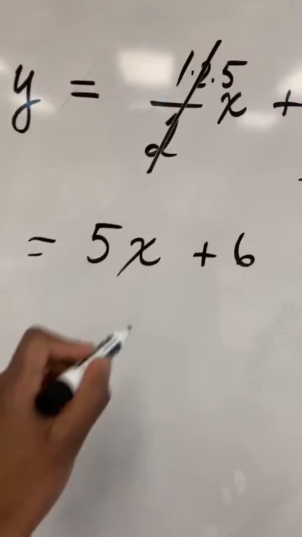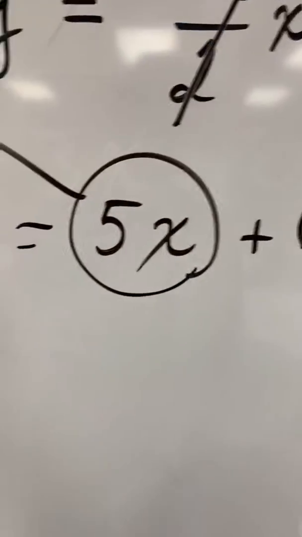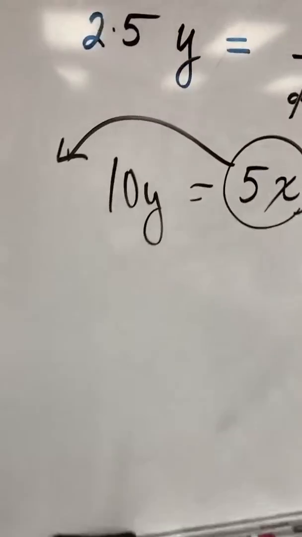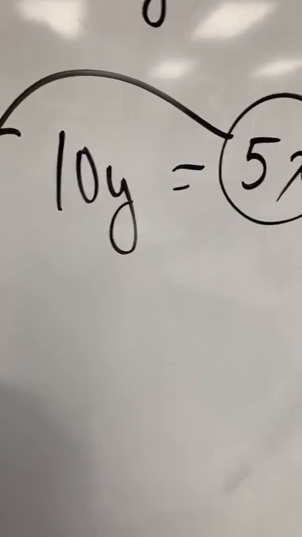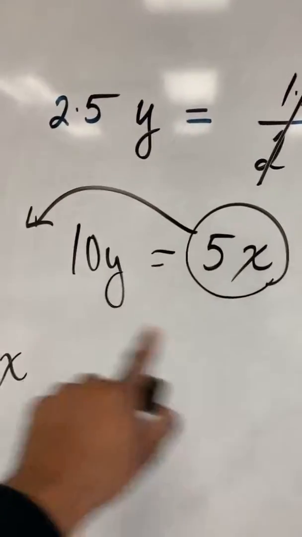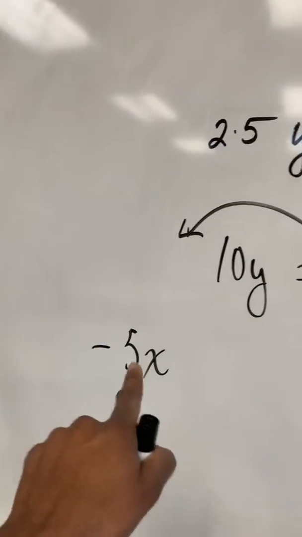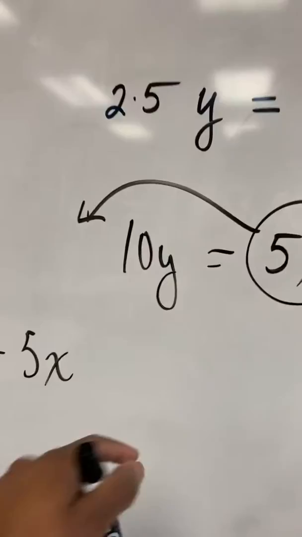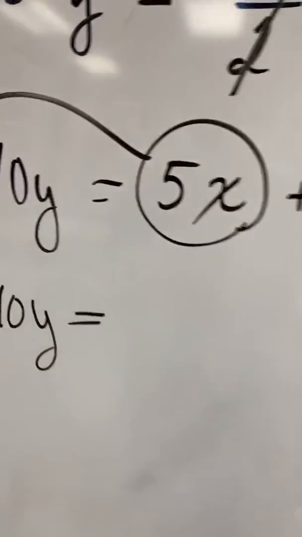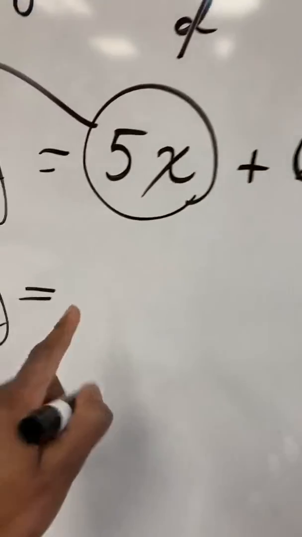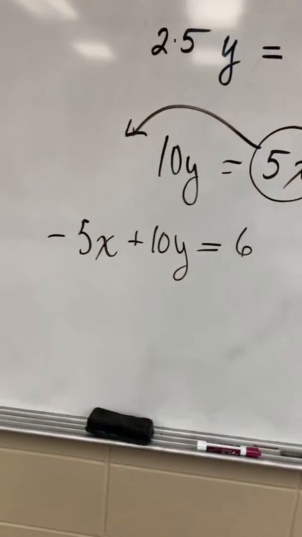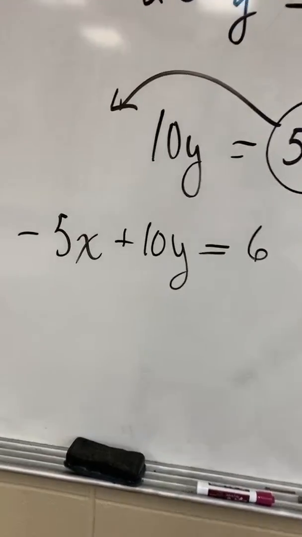And remember, this one can go over there. So what I have here is a negative 5x. Remember, because this is a positive 5x, if I subtract both sides, right, I'm going to end up with a negative here. This one stays a positive 10y because I did not take it across the equal sign at all. Nor do I take this across the equal sign, so it remains positive. And so what I have here is a negative 5x plus 10y is equal to 6.